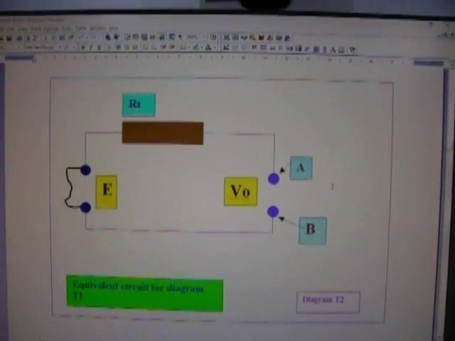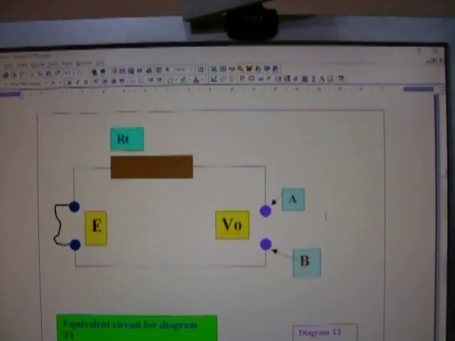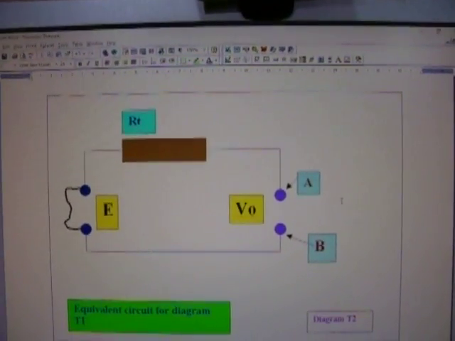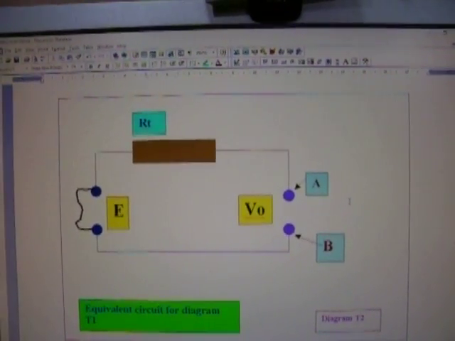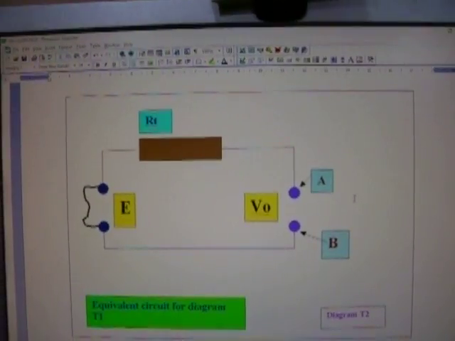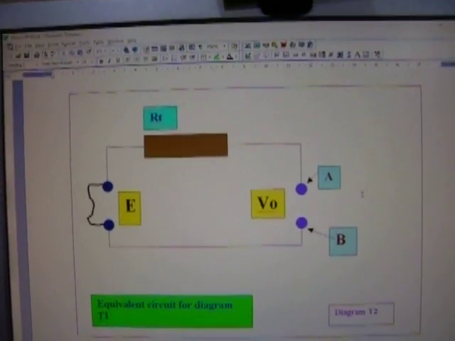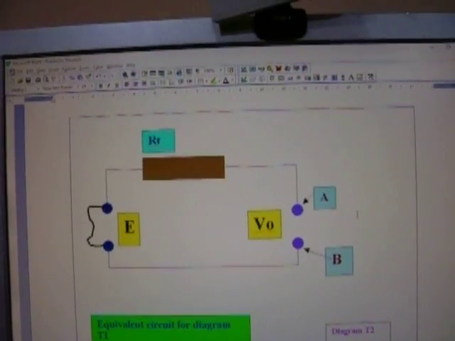Now again, draw the diagrams out in full. Do not leave out any information. This diagram T2 shows you the equivalent circuit, which represents the simplification of the resistors in T1.